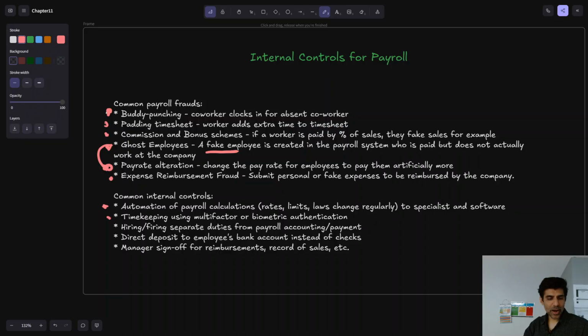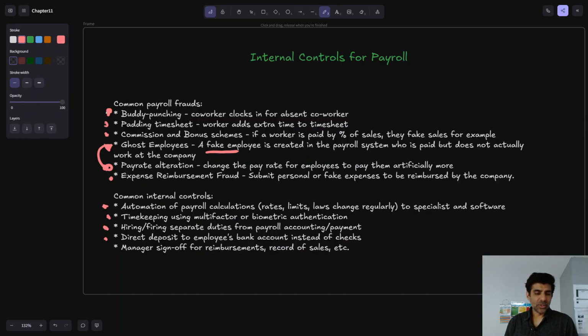Timekeeping, again, biometrics and using multi-factor authentication, etc. Hiring, firing. That function of hiring and firing is separate from payroll and accounting. That way you have like this ghost employee. It's harder to do if the hiring and firing is separate from the accounting function. You'll have to have collusion between the two.